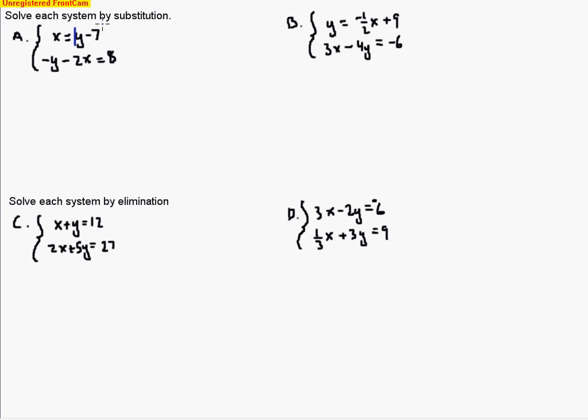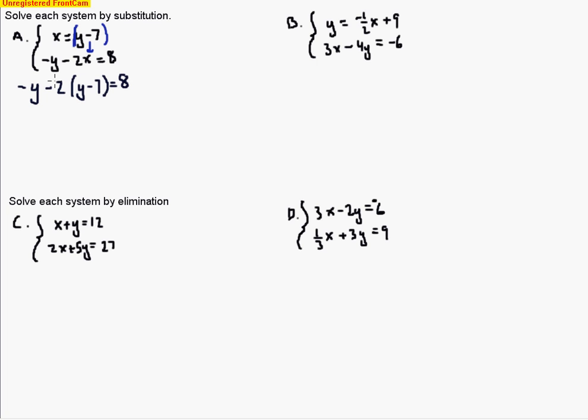So I really only use this method when I have a variable by itself, and I do here. So I have this y minus 7 equals x. So I can take that y minus 7 and put it in place of x in the equation below. So I'll rewrite the equation below, negative 2y, but in place of x, we write y minus 7. And this all equals 8. So we go ahead and do some work there.